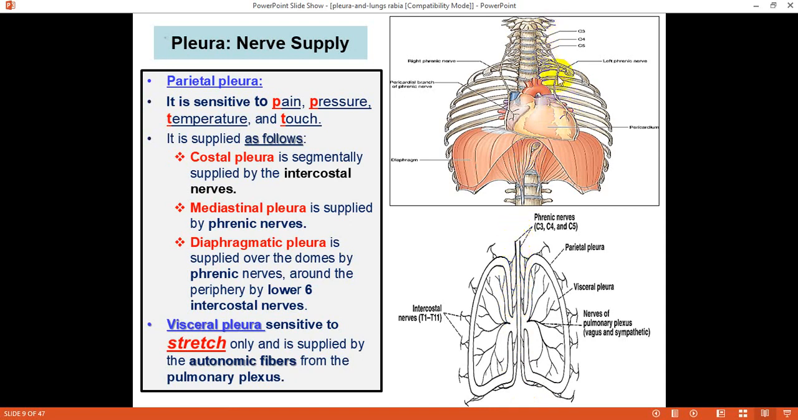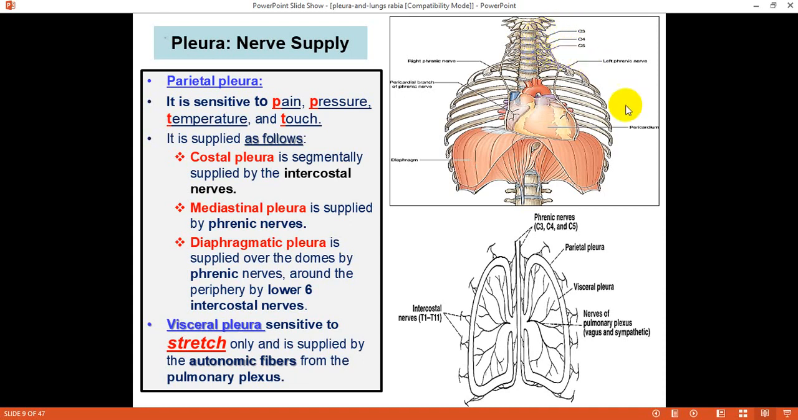So we already know that the central tendon of the diaphragm, that part of the diaphragm, is supplied by the phrenic nerves. Root values C3, C4, C5. And it is a branch of cervical plexus formed in the neck.